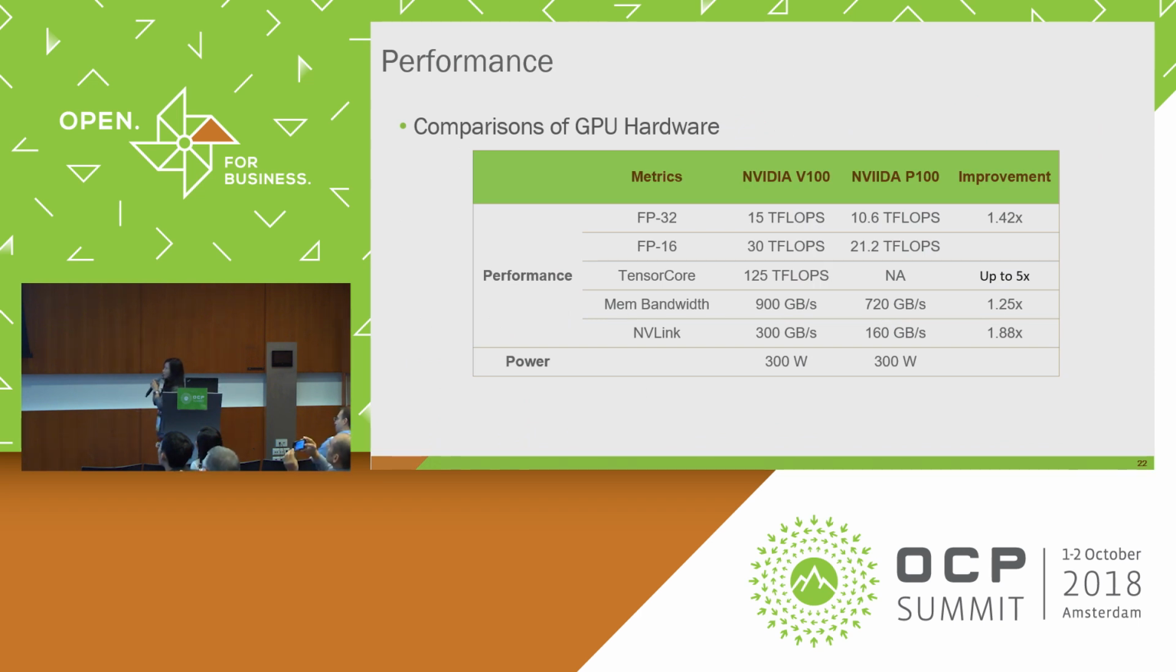I will not spend much time talking about the performance, but this performance is based on the NVIDIA website. From Gen 1 to Gen 2, we upgrade the NVIDIA P100 GPU to V100. So basically, for FP32, the performance actually improved 42%. And for NVIDIA's Volta generation, they enabled the Tensor Core, which can improve the FP16 performance by 5 times. And NVLink speed also improved by 88%, from 160 gigabytes per second to 300 gigabytes per second.